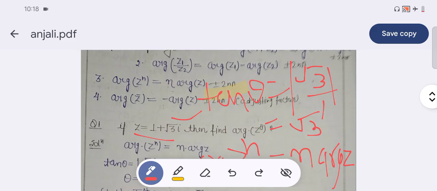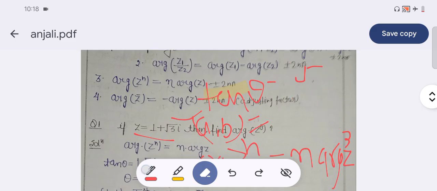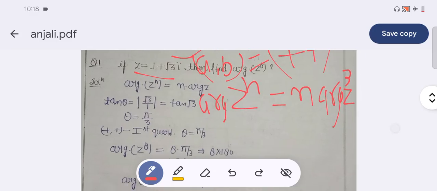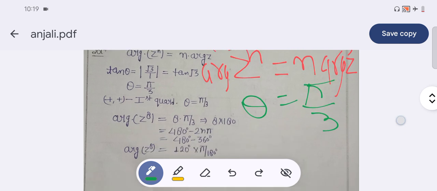And for which angle theta is the value root 3? Pi by 3. The value of tan pi by 3 is root 3. And this a comma b lies in the first quadrant, because the signs are positive, positive, and in the first quadrant positive signs lie. So theta's value will be pi upon 3. Theta will be pi upon 3.